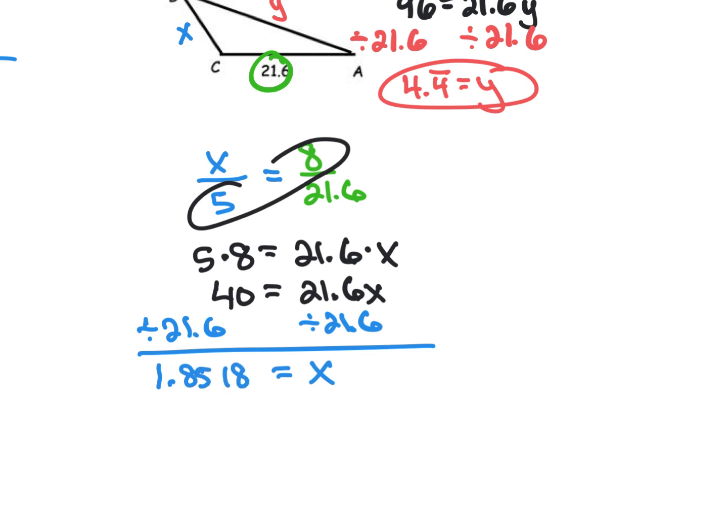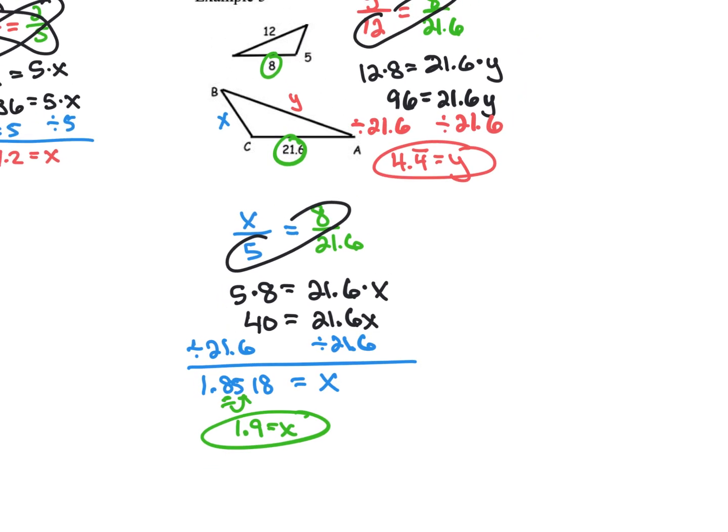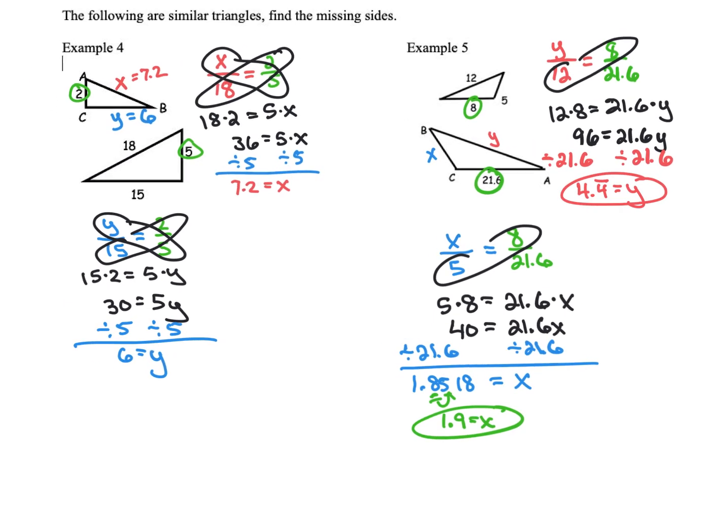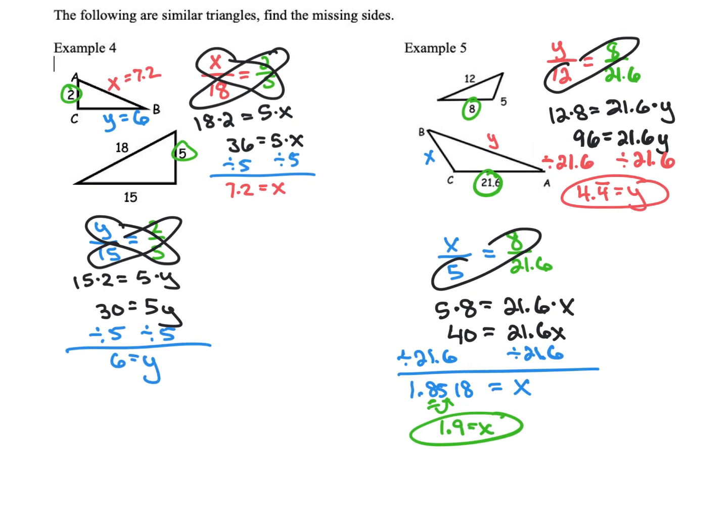So we have 1.8518. Let's take just one decimal place. So we're going to look at the digit next to it. Is it 5 or above? Yes. Then we're going to give the original a shove and make it 1.9. I will say on our homework we're not going to have decimals. But if you are dealing with decimals, we can. But this is the way that we solve for missing sides when we have similar triangles.